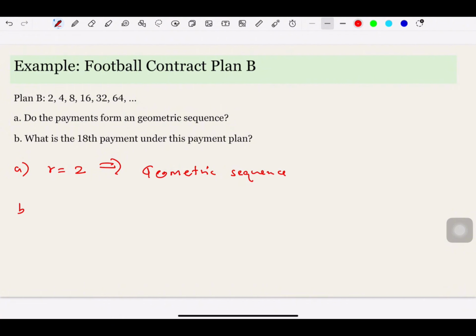Okay, the second part: what is the 18th payment under this payment plan? That means you have to get a sub 18. To get that, you multiply the first term, which is 2, by the common ratio to the power 18 minus 1, which is 2 to the power 17. If you do your calculation, this number is 262,144. So this is the answer.